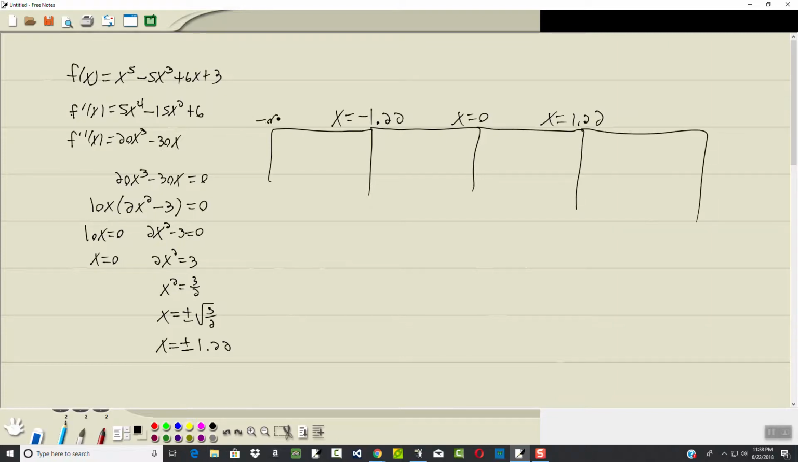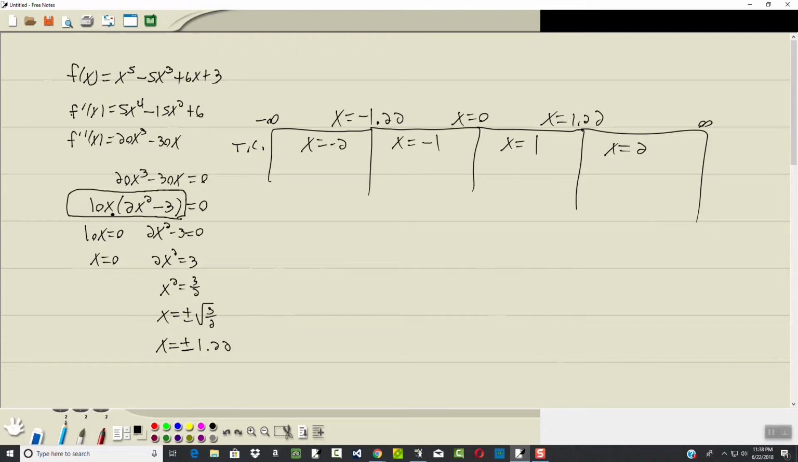Okay, clear over here is negative infinity, clear over here is positive infinity. We want to choose test cases: something between negative infinity and negative 1.22, like negative 2; something between negative 1.22 and 0, like negative 1; something between 0 and 1.22, like 1; and something greater than 1.22, like 2. We want to plug those into our second derivative. In this factored form here, it'd be fine.